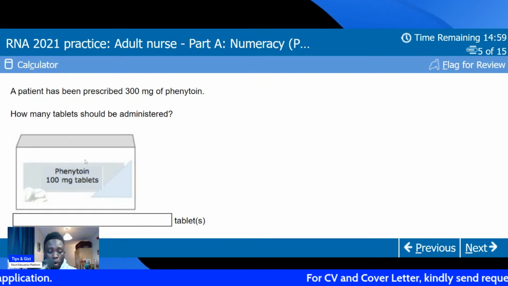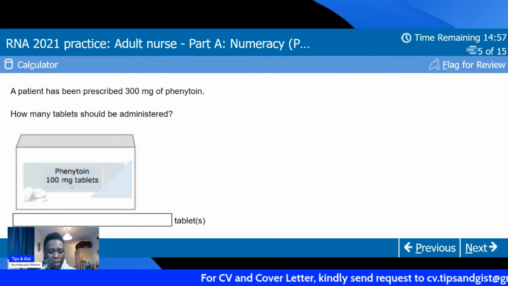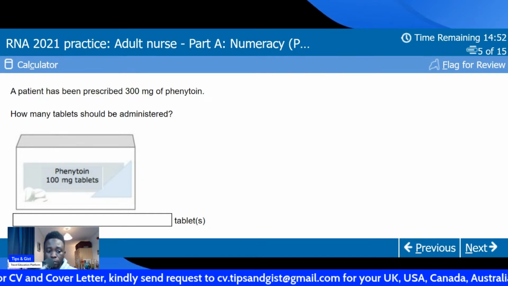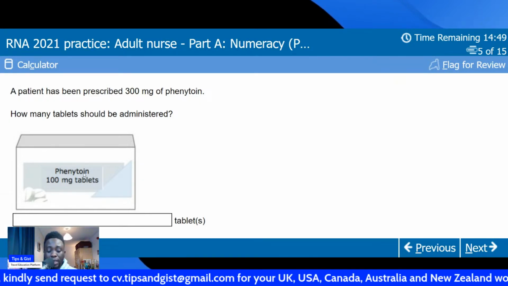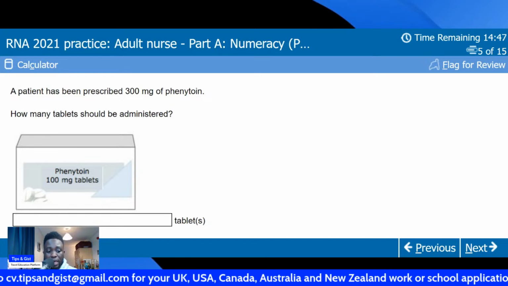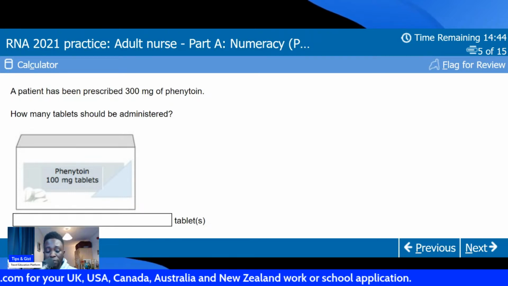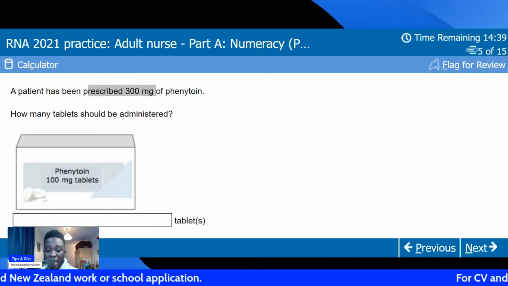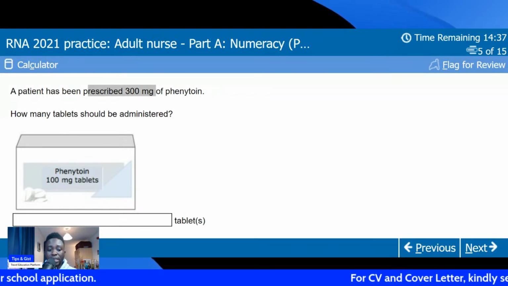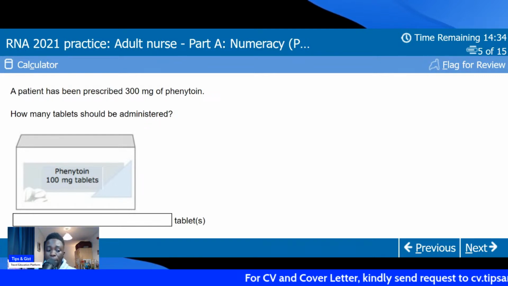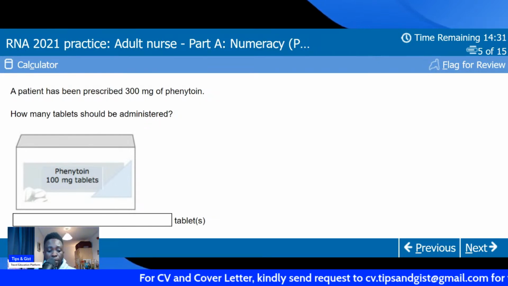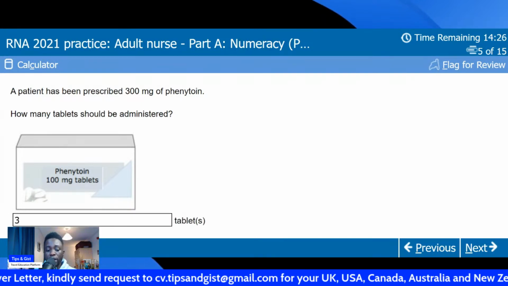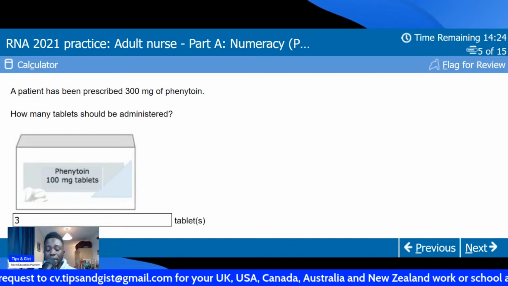Now look at that box over there. They said 100 milligram tablet. That means 1 tablet is 100 milligram, right? Because the indication on the drug box says 100 milligram tablets. If you take 1 tablet for the patient, it's 100 milligram, and the doctor prescribed 300 milligram. How many tablets? If 1 tablet is 100 milligram, that means 3 tablets. Because 1 tablet is 100, 2 tablets 200, 3 tablets 300.